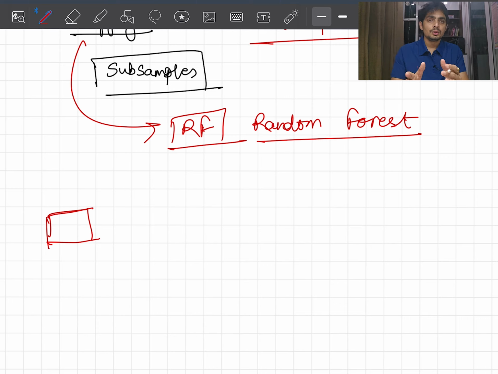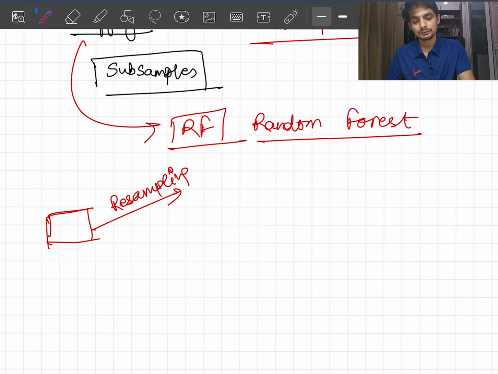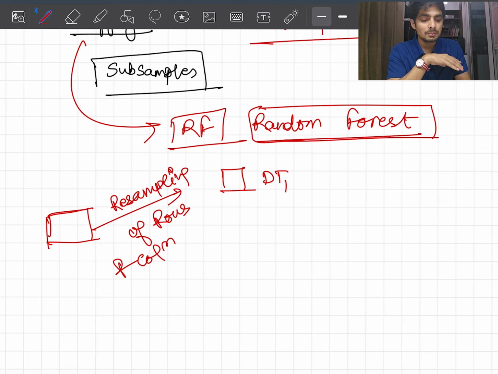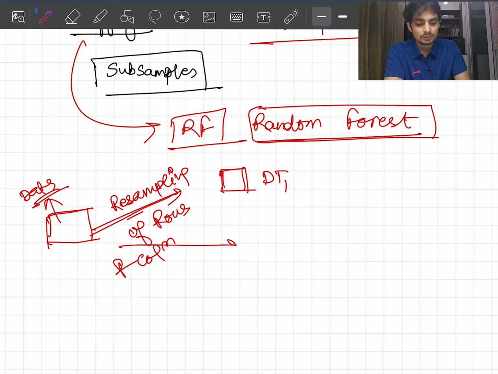As I was telling you, in case of bagging and boosting, we deal with subsamples. When I say subsamples, that means a subset of rows and a subset of columns, so there is a resampling of rows and columns. They will be passed to one model. Suppose this model is a decision tree. When we say random forest, the base learner model is always going to be a decision tree. This is the complete data, and a subsample of the data will be passed to one model.